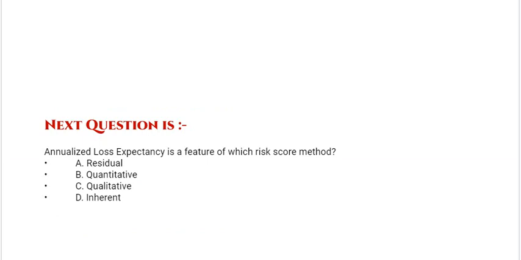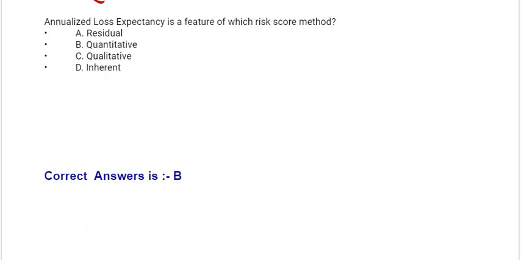Next question is, annualized loss expectancy is a feature of which risk score method? Option A, residual. Option B, quantitative. Option C, qualitative. Option D, inherent. Correct answer is option B.